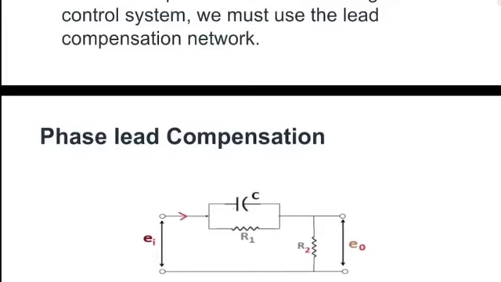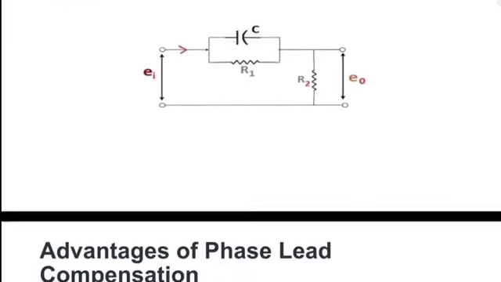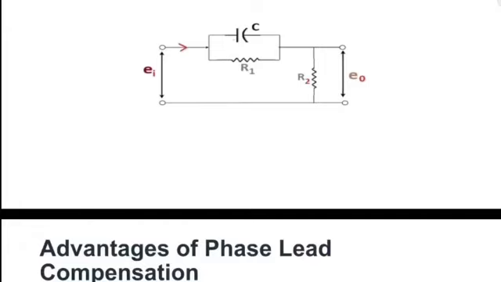So the term lead network usually refers to a system with one pole and other zeros. And if we want to compensate for a dominating zero in a control system, we must use a lead compensation network. There you can see a block diagram that represents the phase lead compensation. Phase lead compensation is composed of a resistor and capacitor, both connected in parallel.